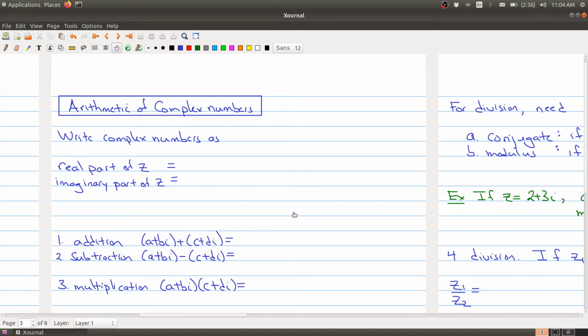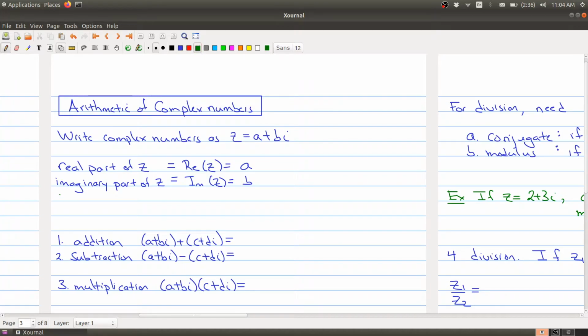We're going to write a complex number as Z, and you want to remember that this means a plus bi, where a and b are real numbers. We can talk about the real part of a complex number, and sometimes we write it as Re(Z), and that would be the a part. The imaginary part is the part that goes in front of the i, so we would denote it as Im(Z), and that would be b.